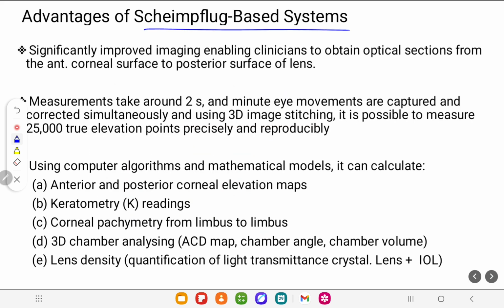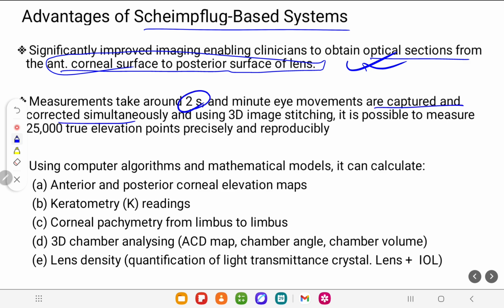So what is the advantage of a Scheimpflug based system? Significantly improved images, enabling the clinician to obtain optical sections from the anterior surface to the posterior surface. Basically, it's tomography, isn't it? Measurement takes around 2 seconds, which is very short, and minute eye movements can be captured and corrected, which is very good, isn't it? And 3D image stitching, so basically multiple images are stitched into one, and it's possible to measure 25,000 true elevation points, precisely reproducible. Which is a very good advantage.